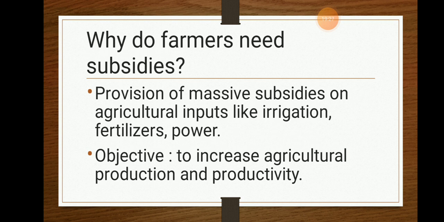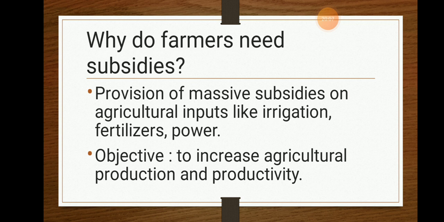And the next thing, why do farmers need subsidies? As told earlier, when subsidies come, for agricultural inputs like irrigation, fertilizers and power, in the sense of electricity, there will be a reduction in price. Even for storage or warehouse facilities, when the farmers have no warehouses or godowns, the government will help the poor farmers by giving all the facilities, or by reducing the price for all these things.